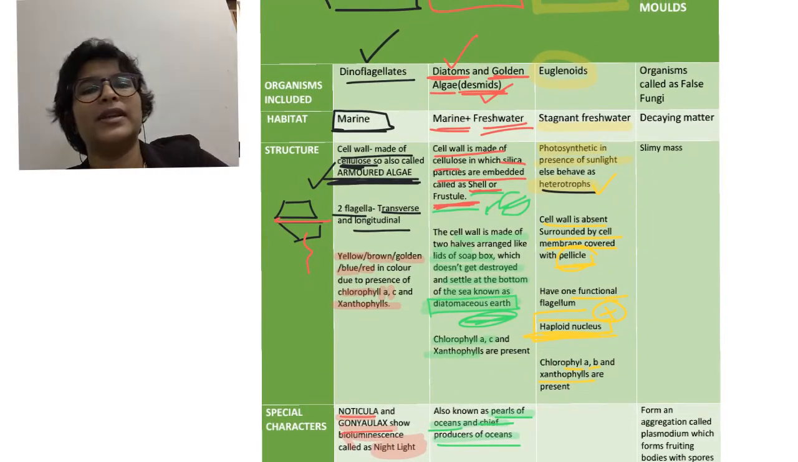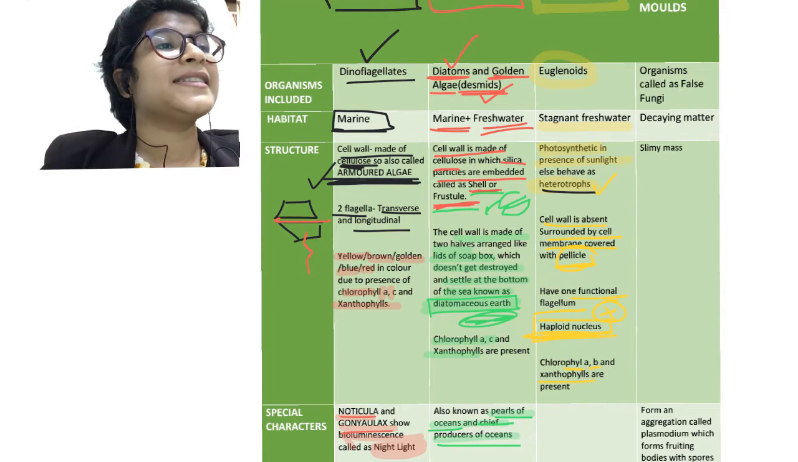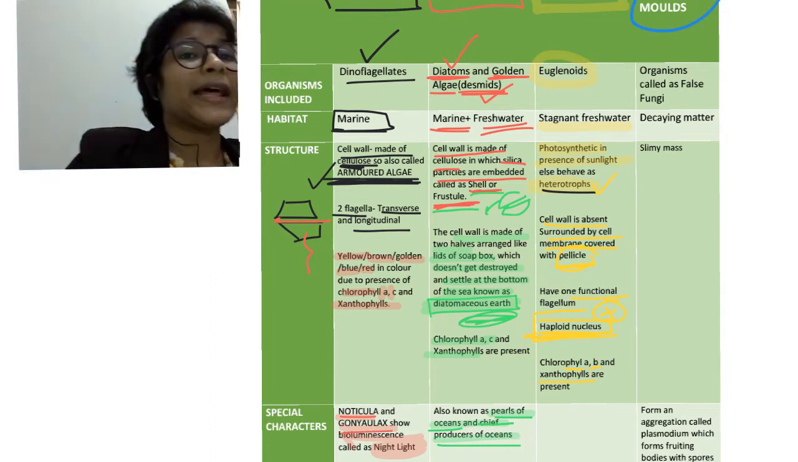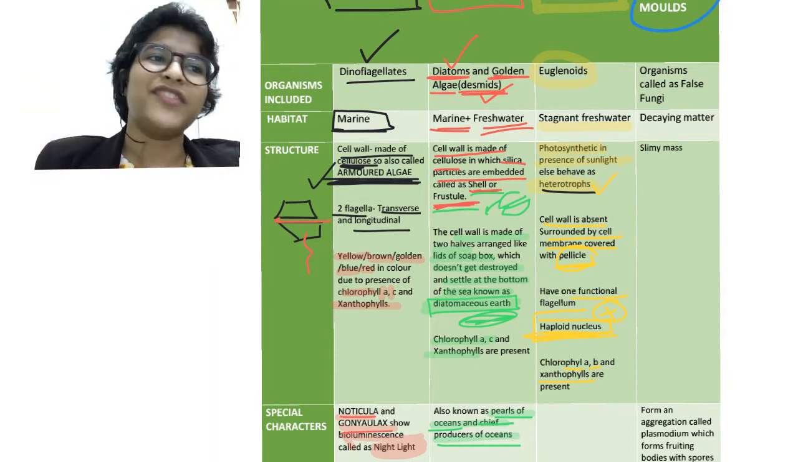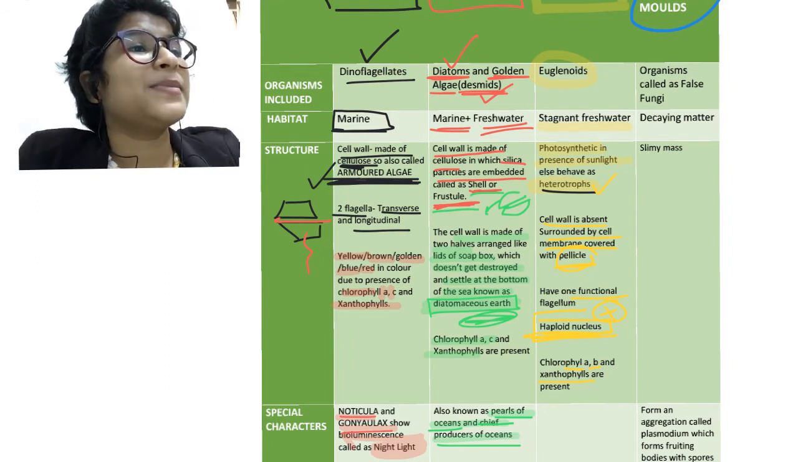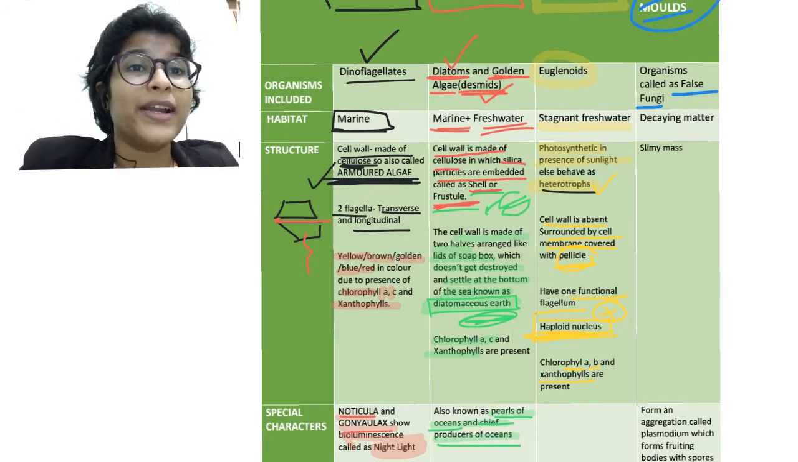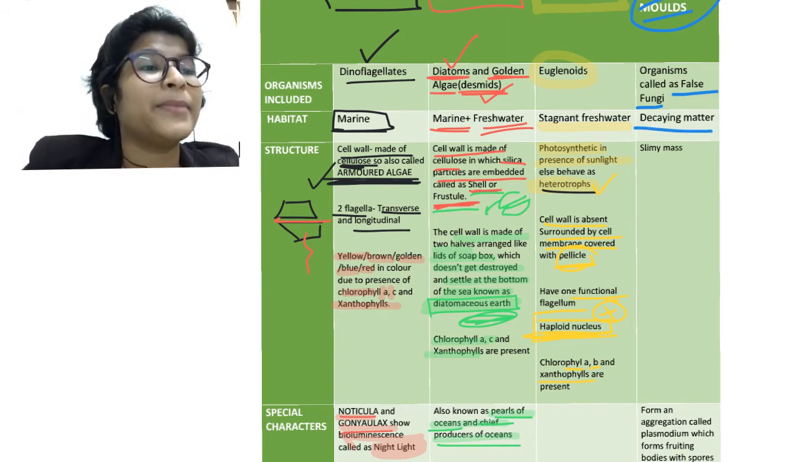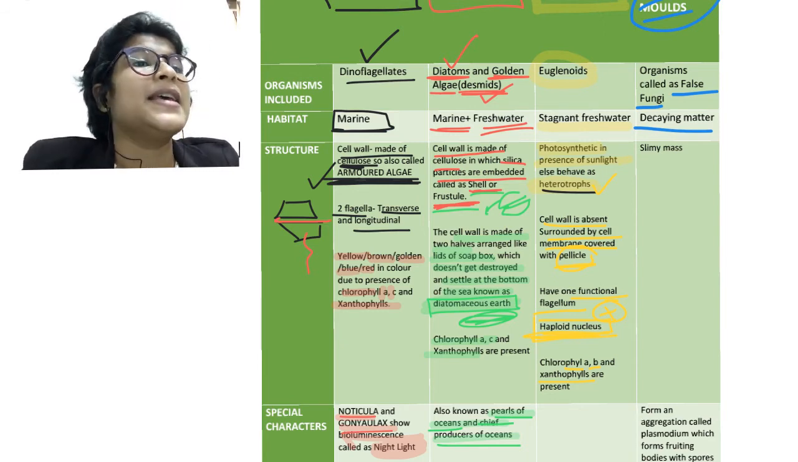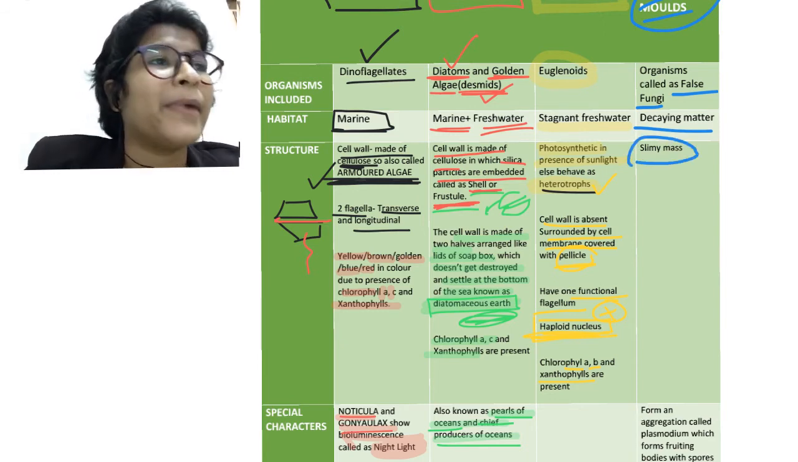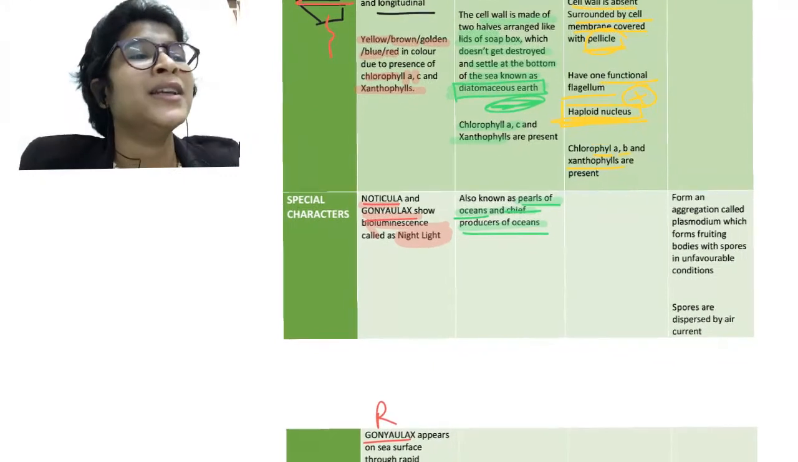Going on to the next category, that is slime molds. So slime molds में एक ही type के organisms आते हैं, which are slime molds. So the organisms are false fungi. The slime molds are known as false fungi. Okay, तो habitat क्या है? Fungi है, इसलिए decaying matter में रहेंगे, saprophytic रहेंगे. Their structure is of a slimy mass, hence called as slime molds.